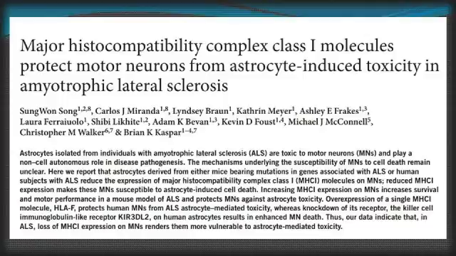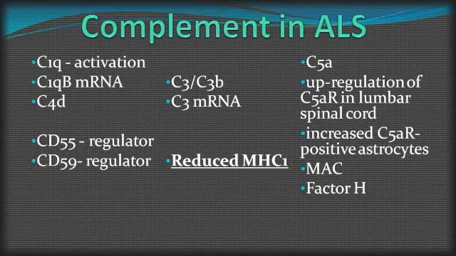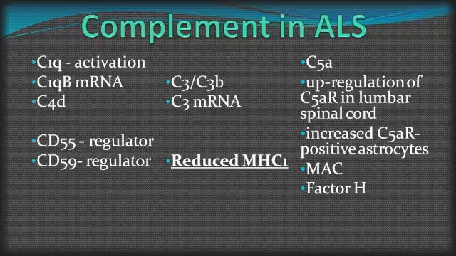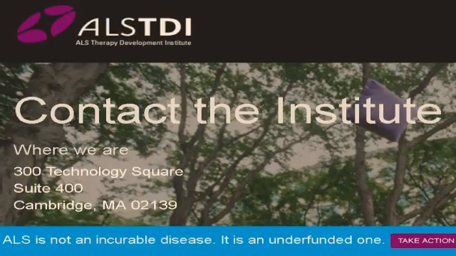Major histocompatibility complex class 1 molecules help to protect against viruses, and what this study found was that they were reduced, and it also found that an increase in them helped to protect the motor neurons. ALS TDI is a research facility in the United States, and they have lots of mouse studies that they've done, and the following graph is from one of their mouse studies.